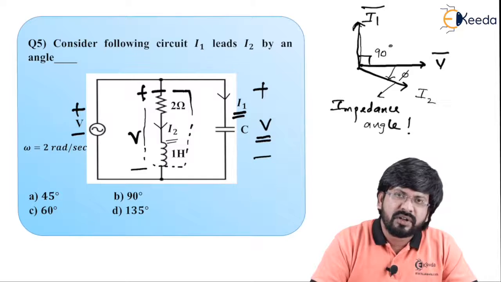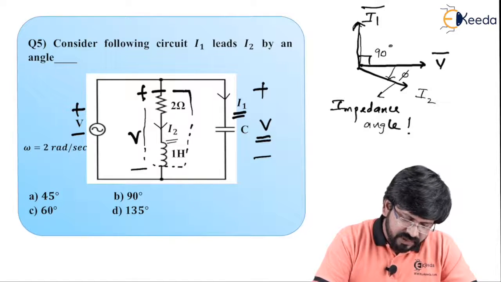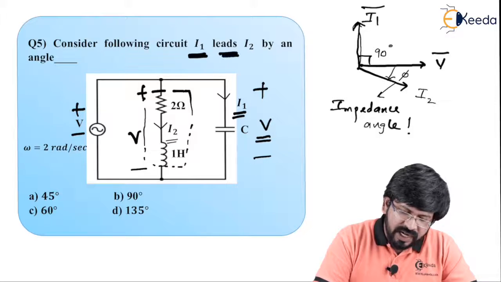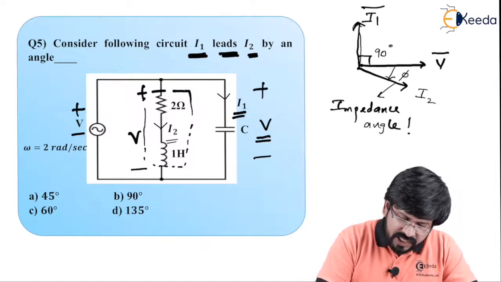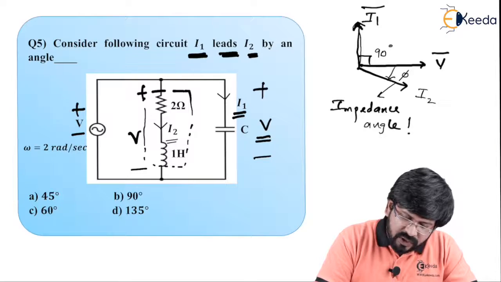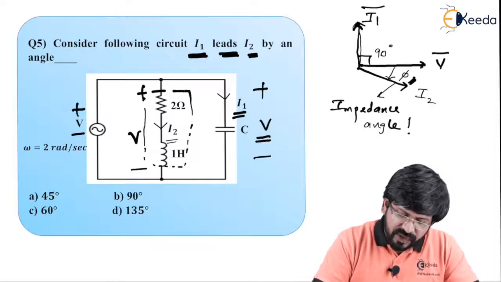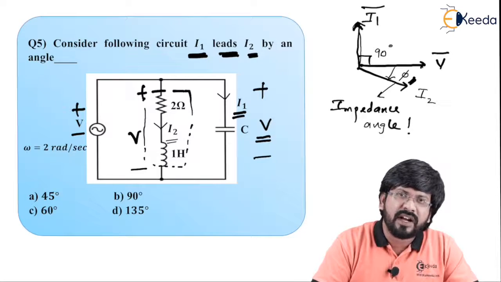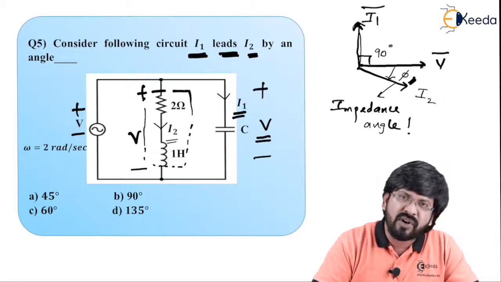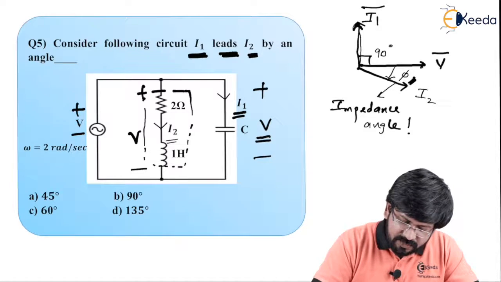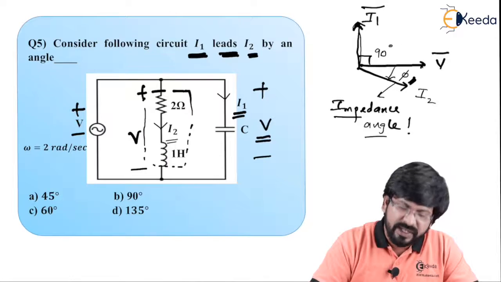Let's try to concentrate on the question. The question says, you have to find by how much angle I1 is leading I2. As you can see, I1 with respect to V is 90 degree phase. If I manage to get the phi value, then 90 plus phi will become the angle between I1 and I2. So it is very important to find this angle, which is also called the impedance angle. So let's see how to get the impedance angle.